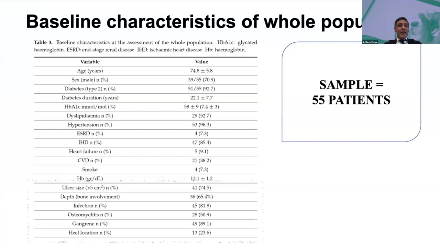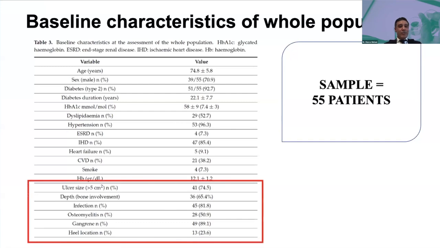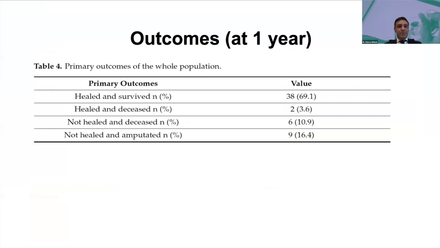If we focus on the characteristics of ulceration, you can see that the majority had bone involvement, more or less 65%. At baseline, at the first hospitalization, 81% to 82% of the patients had an infection, 50% had osteomyelitis, and 89% had gangrene, requiring demolitive surgery in the case of surgical curative treatment, and 23% of the patients had a heel location of ulceration.